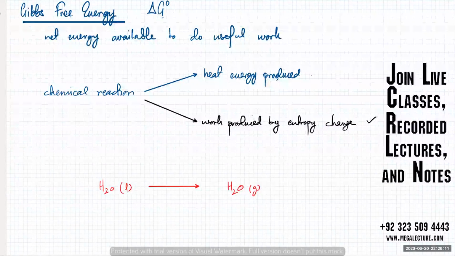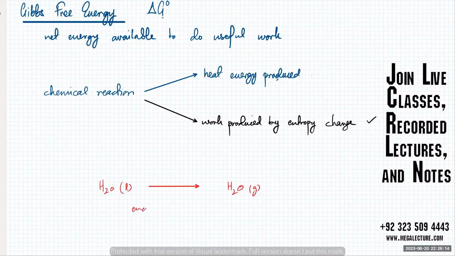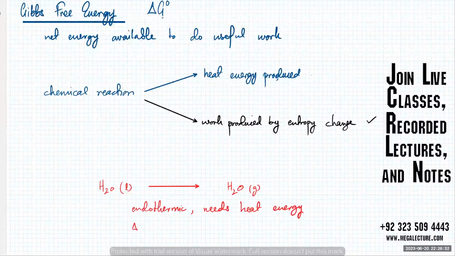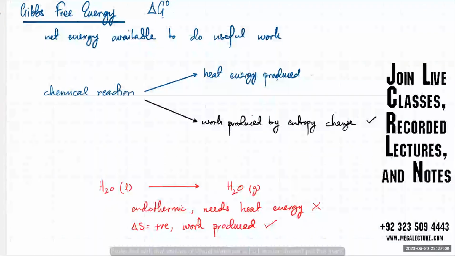So it's not going to produce any heat energy, right? So it's an endothermic reaction, okay, right? So endothermic means it needs heat energy, right? But if this happens, there's going to be a lot of entropy change, right? So that means delta S is positive. That means there's a gain of disorder. And I told you that whenever delta S is positive, that means work is produced. The piston is going to move and expand and do work against the environment, right? So the system is consuming energy in terms of heat, but it is producing energy in terms of entropy change, right? Is that clear?